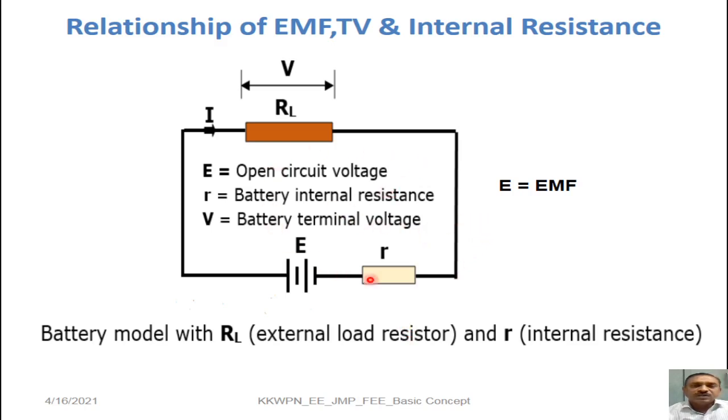Now let us understand the relationship of EMF, terminal voltage and internal resistance. We can refer to this diagram where we can observe that there is a battery whose electromotive force is E. It has internal resistance, which we denote by small r. Then this battery supplies certain current to the load. We may call it RL, where L stands for load resistance. Then the current that flows through the load resistance will produce a voltage across it. This voltage is nothing but the battery terminal voltage, that is the voltage appearing across these two terminals. So the same voltage appears across the load resistance also.